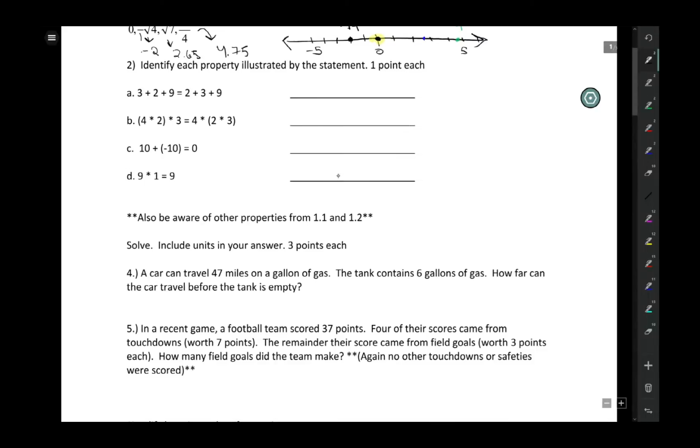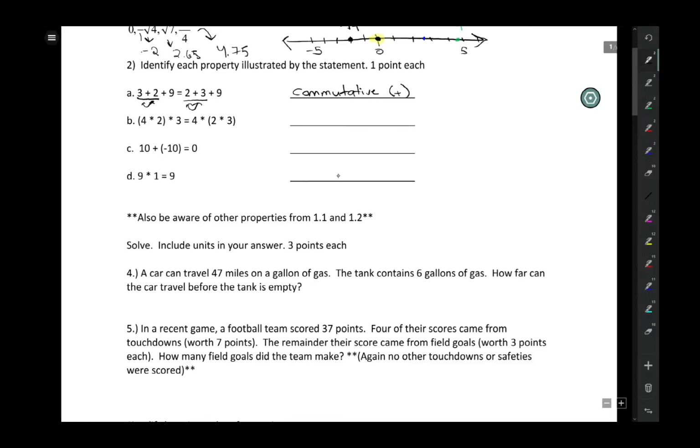Identify each property illustrated, okay? Remember, keep in mind what's actually moving. 3 and 2, 2 and 3. They're commuting, they're switching places. Okay, there's no ordering, so it's commutative. More specifically, you can say of addition.